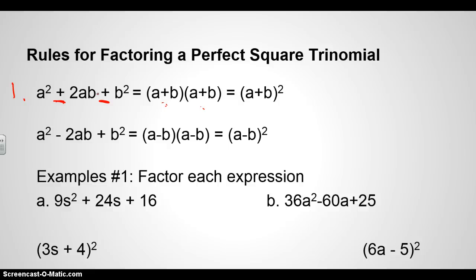Let's look at the next one. It's similar to the last, but notice we have a squared minus 2ab plus b squared. When we factor this out, it's going to be a beginning parenthesis a minus b, end parenthesis, then another set of parentheses with a minus b. Notice how the two binomials here are a minus b, so the final answer is a minus b squared.